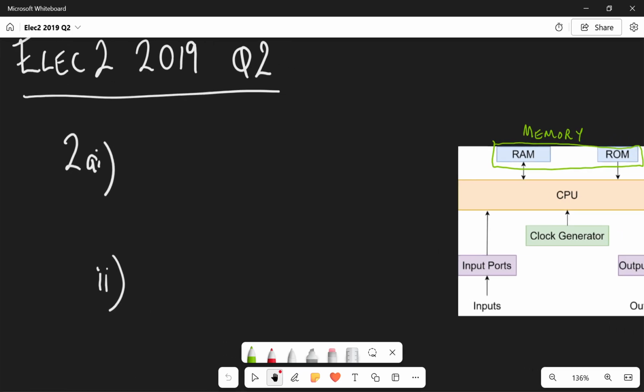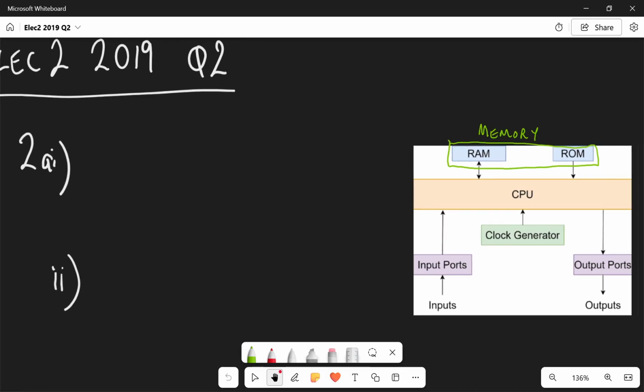Okay, I've got a diagram similar to the one from the exam paper. And what we need to realize is that the only block that contains the whole program is the memory. And if you think in terms of when you boot up a PC or a PIC, all of the program needs to be in memory in order for you to actually be able to run the program.